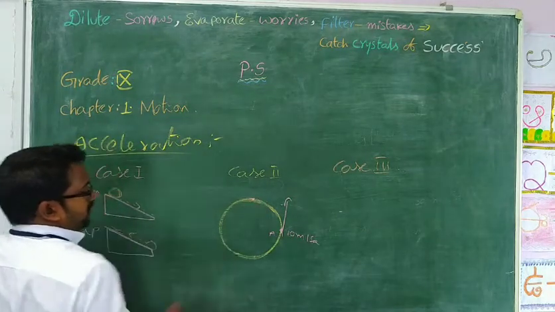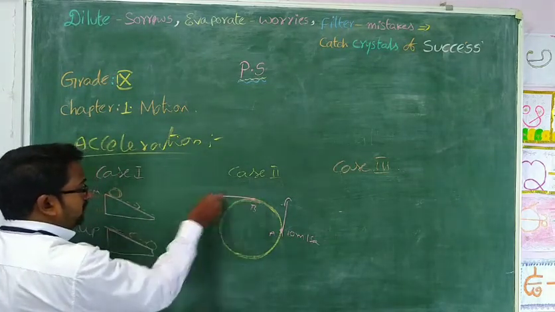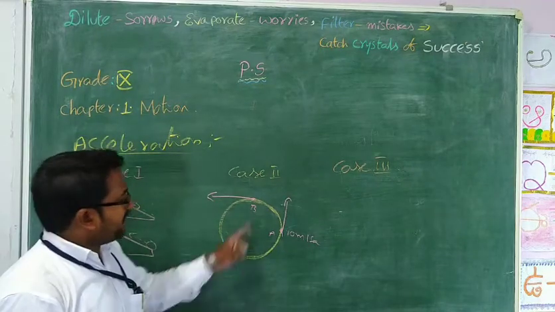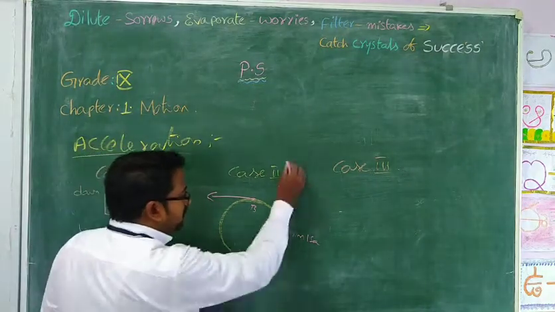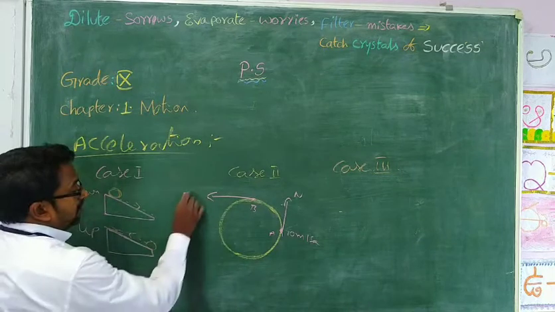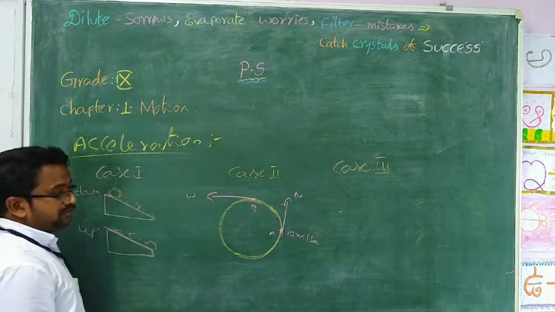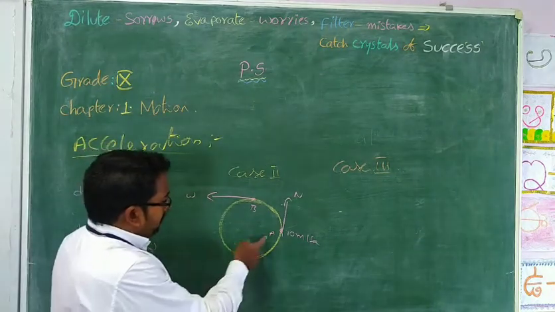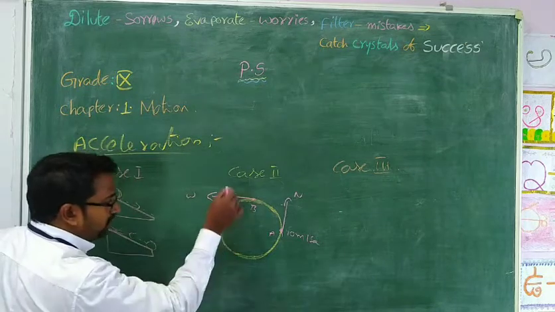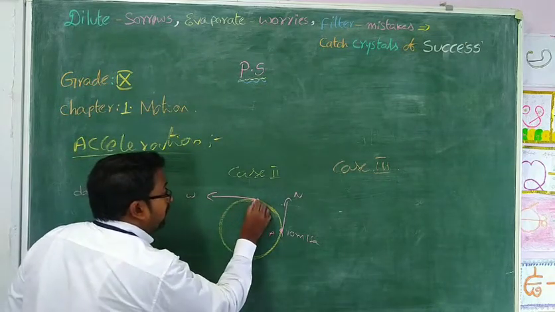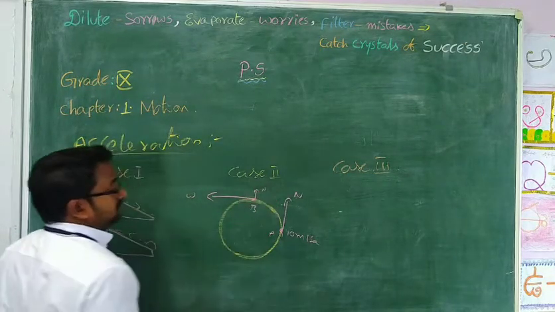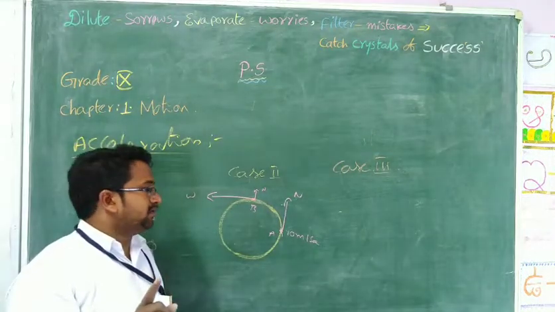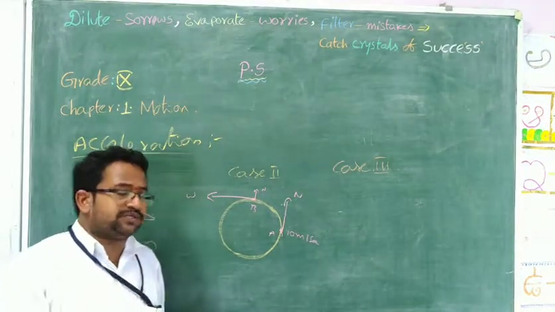Now the object reaches point B. Here what is the direction? Tangential direction. So here it may be towards north, here it may be towards west. Now children, now tell me the velocity of the object at B towards north. Carefully observe the concept here.